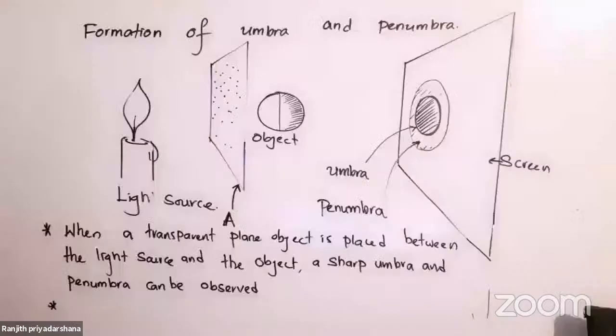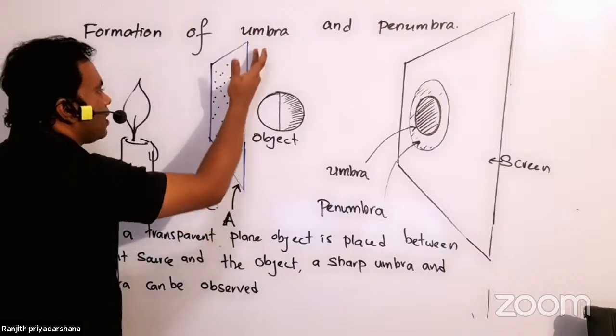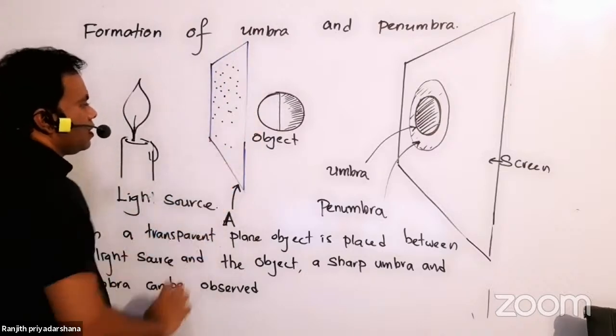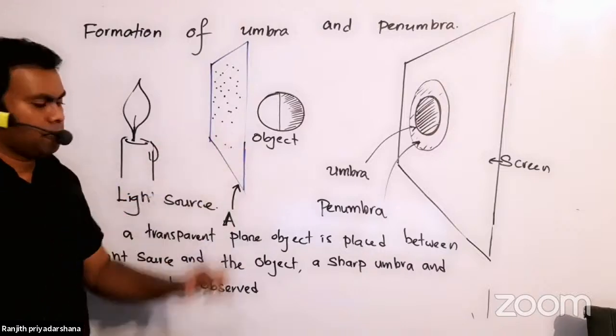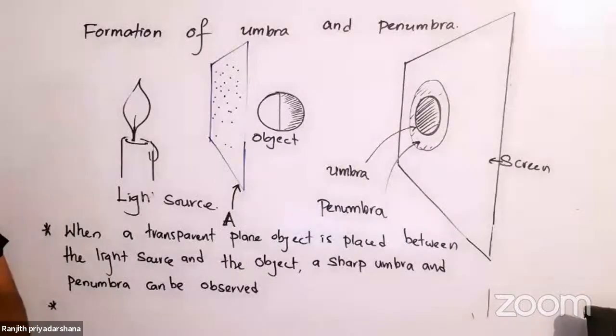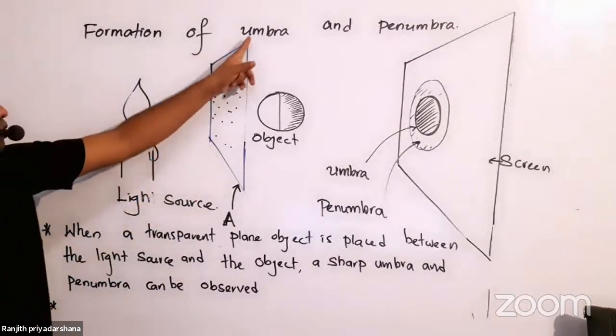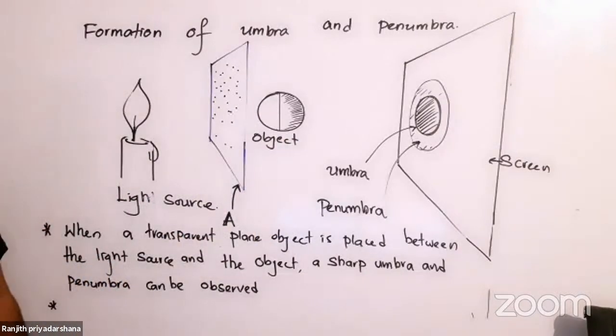Do we need to draw the diagram? No need to draw. What you have to draw is this plane object, in between the light source and the object. Just show that. You have to add this to the previously drawn one. No need to draw a new one. That's consuming time, wasting time.